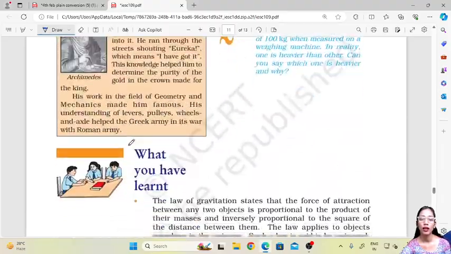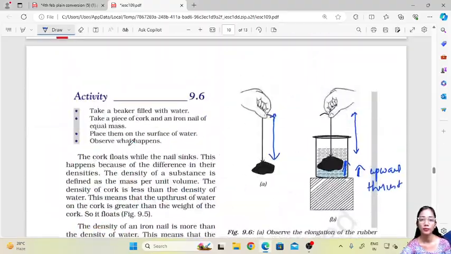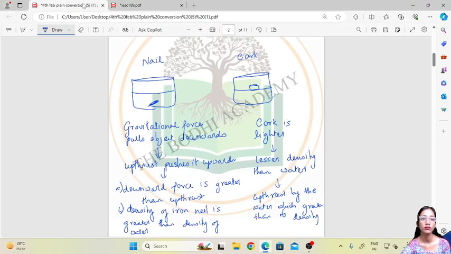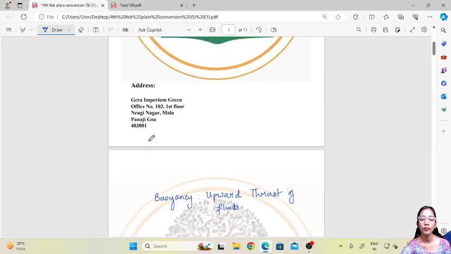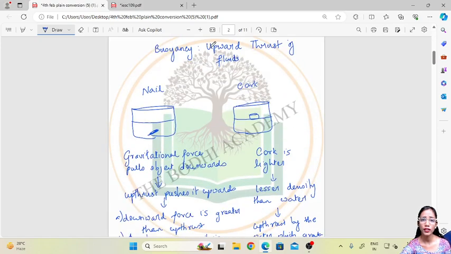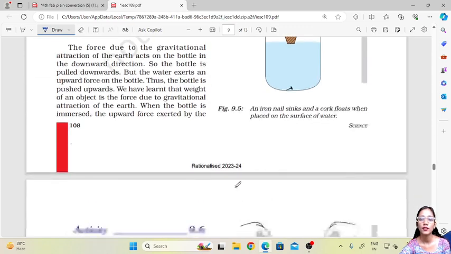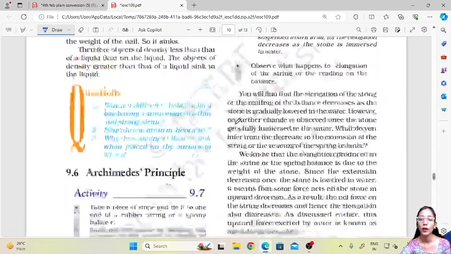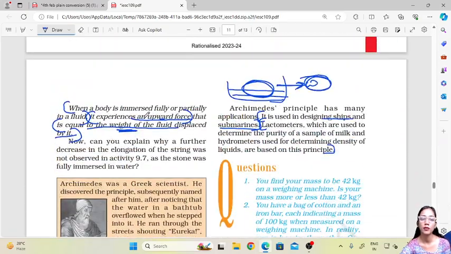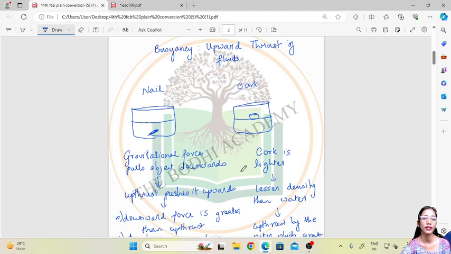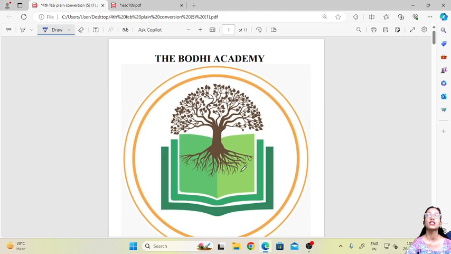So we have completed the chapter. Today we saw the concept of buoyancy in sinking and floating. Then we saw the spring balance experiment, and then we saw the Archimedes principle and the applications of Archimedes principle. So this was the chapter Gravitation from the 9th standard science textbook.